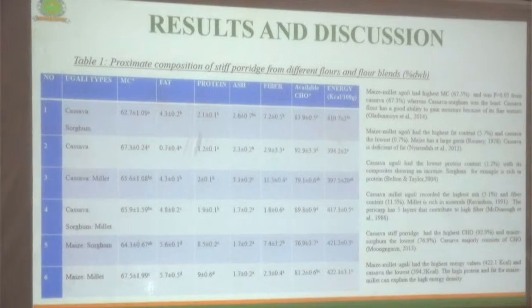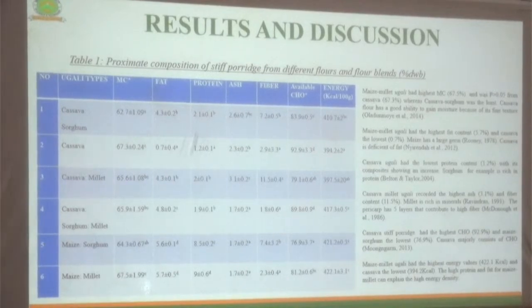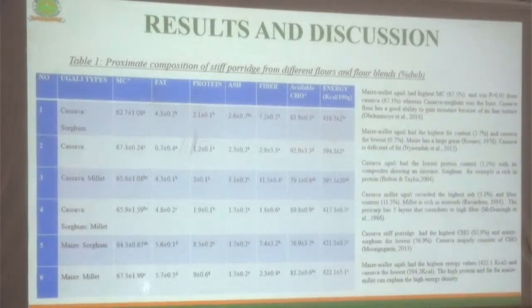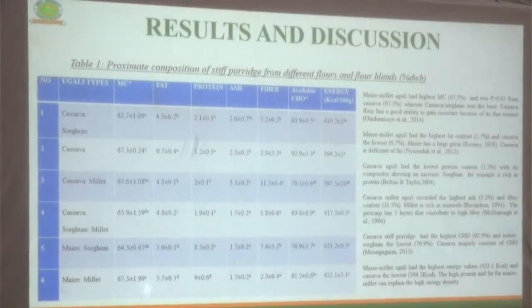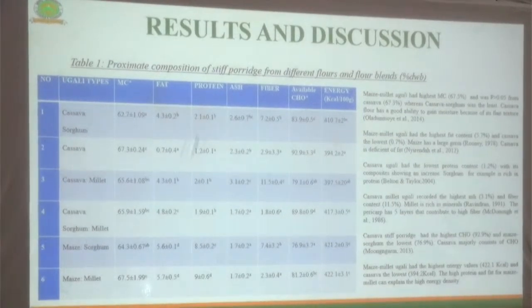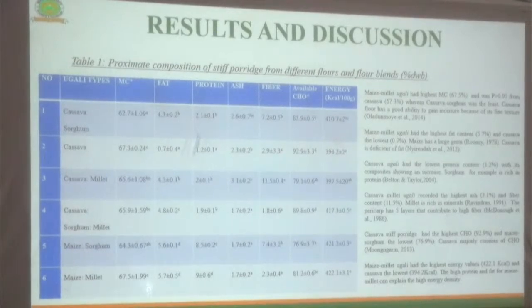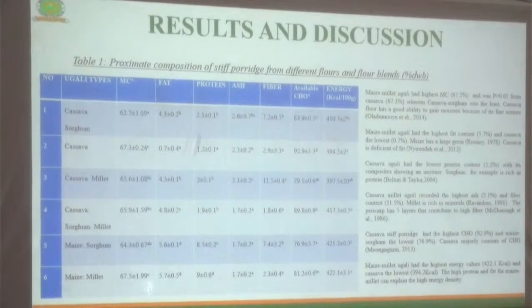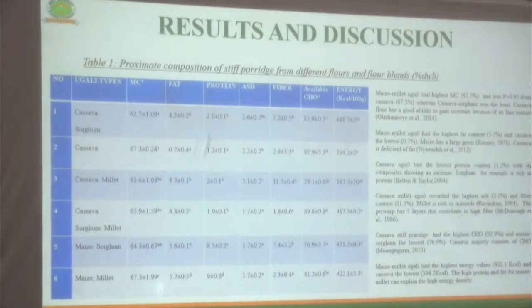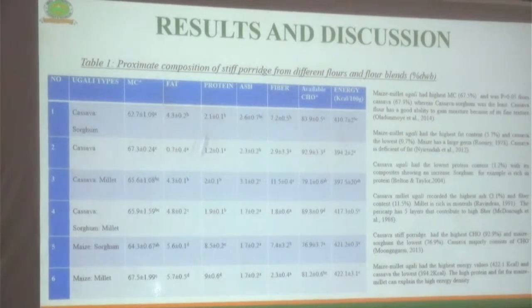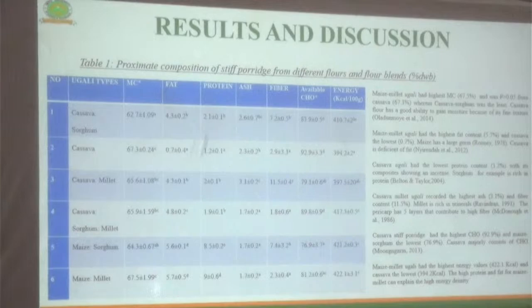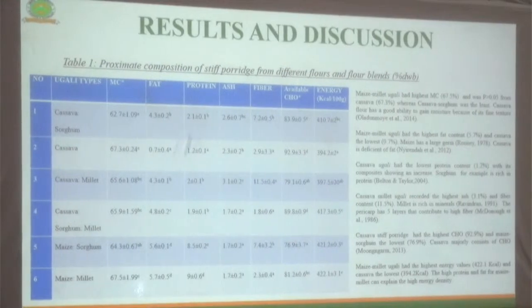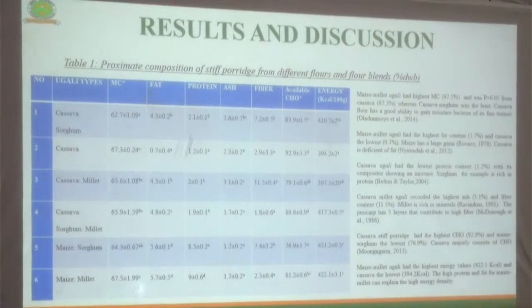Maize millet ugali had the highest energy values, and cassava had the lowest, and this can be explained by the fact that when we are calculating energy, we use fat, protein, fiber, and the carbohydrates, the kilocalories provided, and you can see that maize millet had a high fat and protein content, and this would have contributed to the high energy levels.